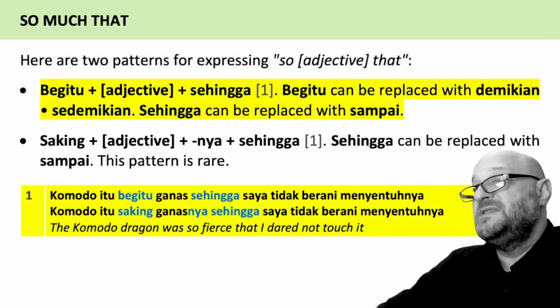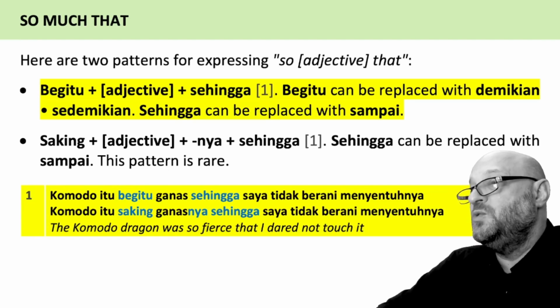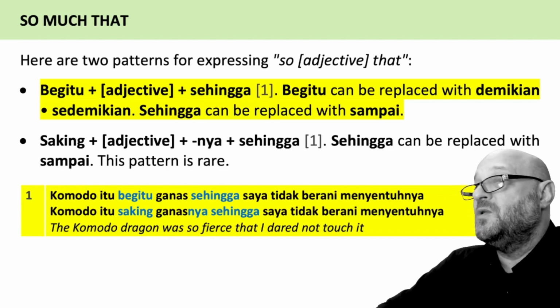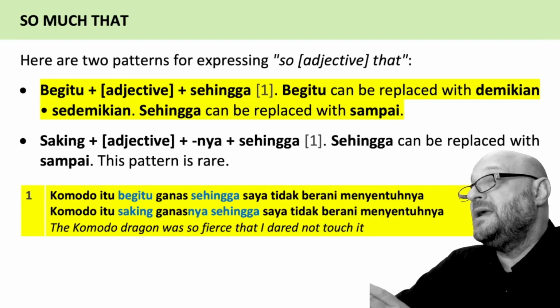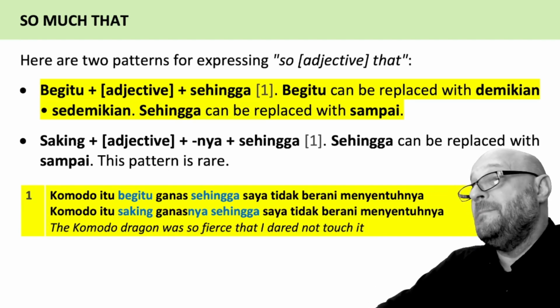Begitu adjective sehingga. Example 1, Komodo itu begitu ganas sehingga saya tidak berani menyentuhnya. The Komodo dragon was so fierce that I dared not touch it. Begitu can be replaced with demikian or sedemikian. Sehingga can be replaced with sampai.